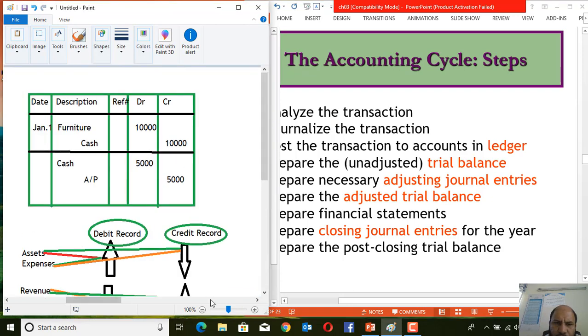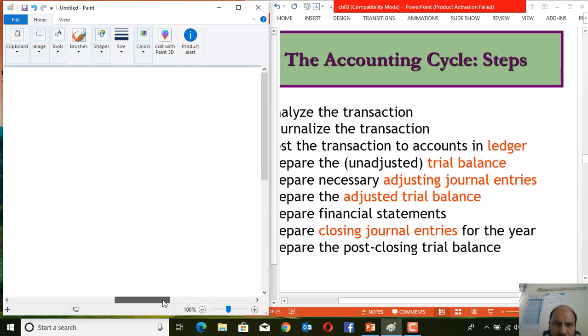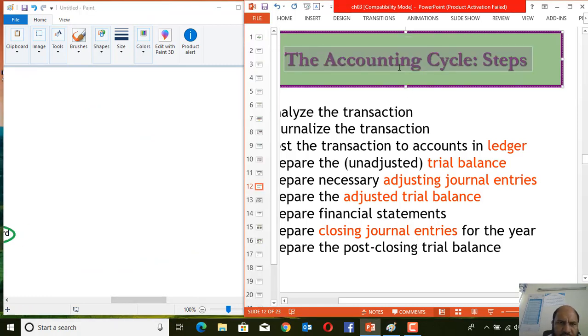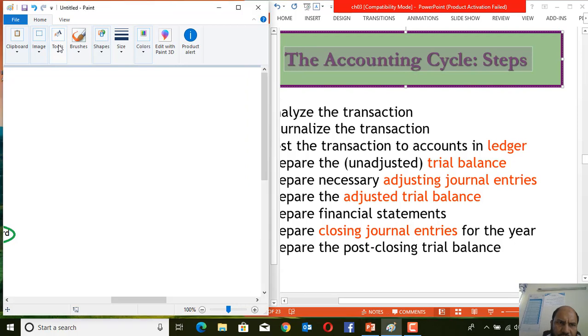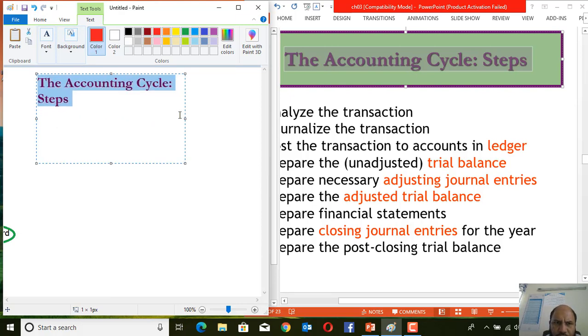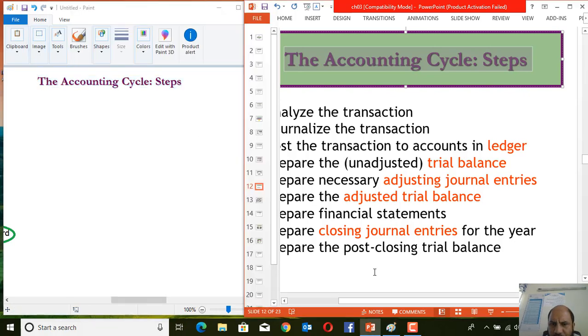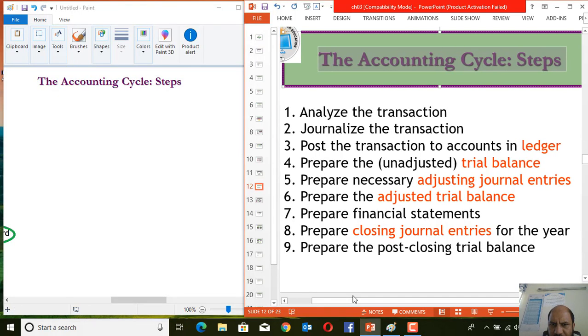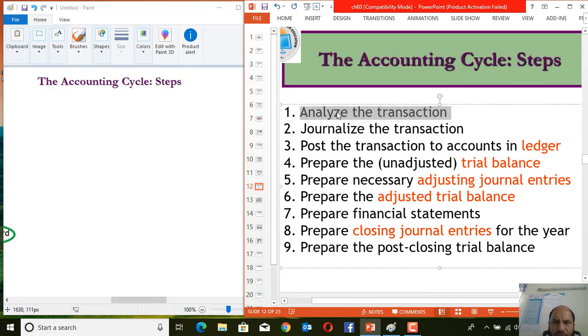Now let's move towards the accounting cycle. Let's explain the accounting cycle. The accounting cycle consists of the steps which are involved in it. There are some steps involved in the accounting cycle. The first step in the accounting cycle is the analysis of transactions, and we will analyze the transaction.